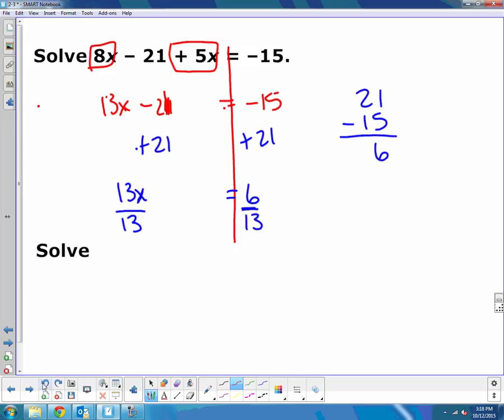When you divide by 13, you've got a fraction. Fractions are answers. As long as it's reduced, you're good. You're done. You're good. The final answer is x equals 6/13.